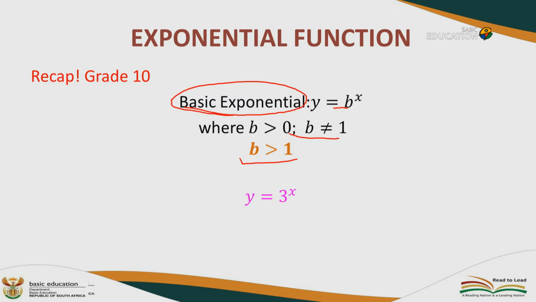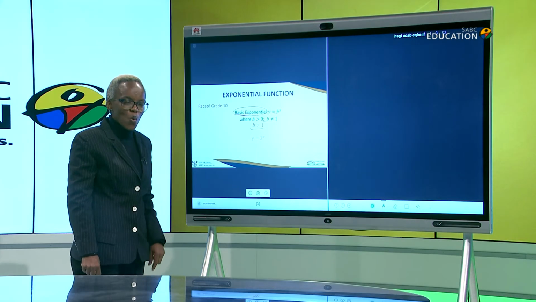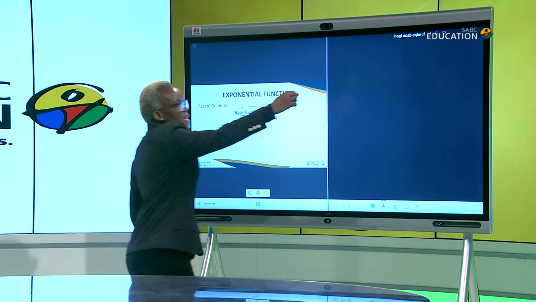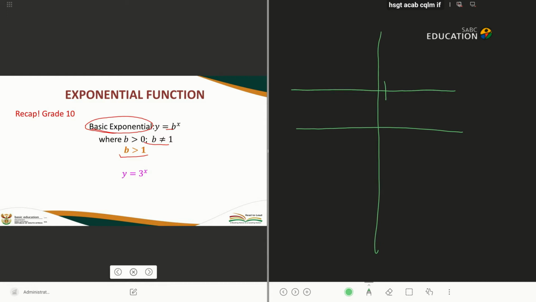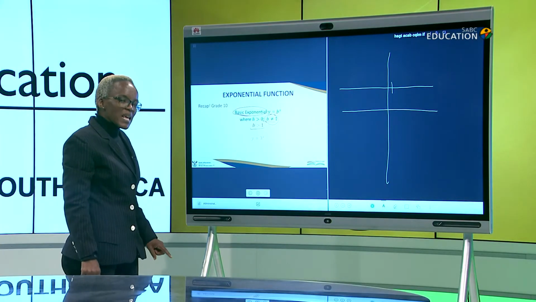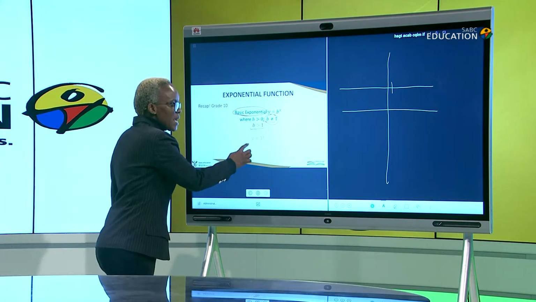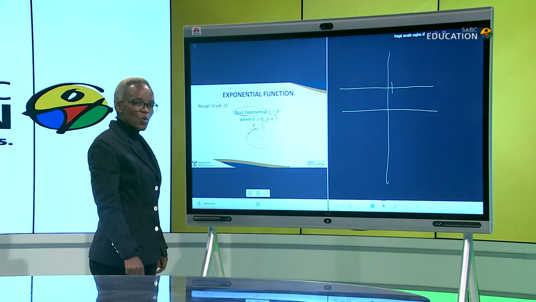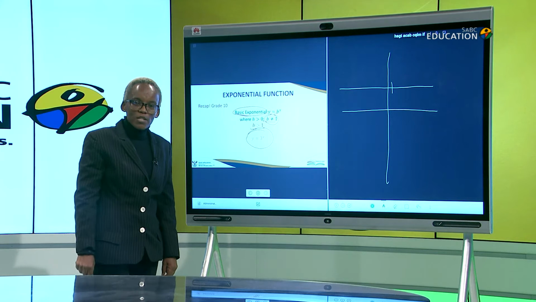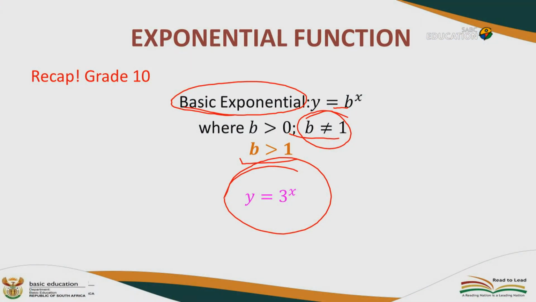And why do we say our b must not be equal to 1? Remember, once our b is 1, we will simply have a straight line graph that will pass at 1. And that graph is not an exponential. So that is why our b has that restriction to say b must not be equal to 1. So we will have an equation that passes at 1, and it won't be an exponential graph. Now, the equation that we are looking at is y equals 3 exponent x.